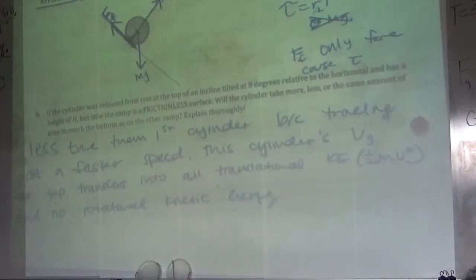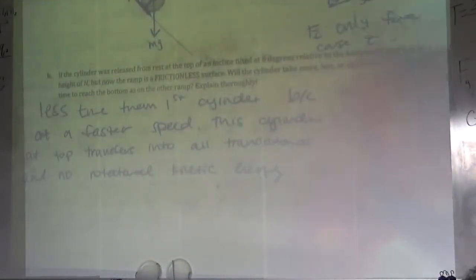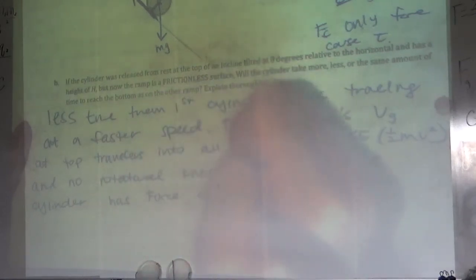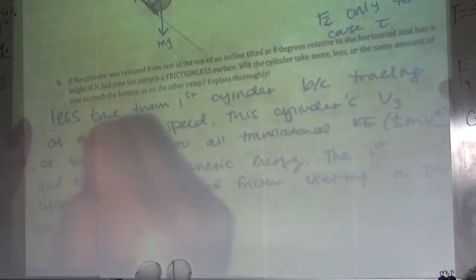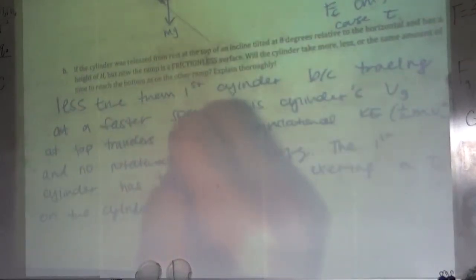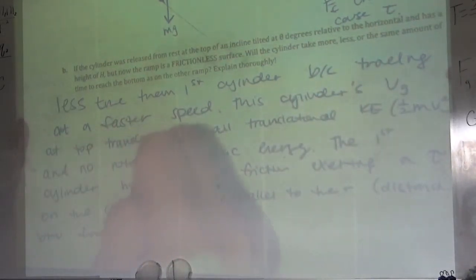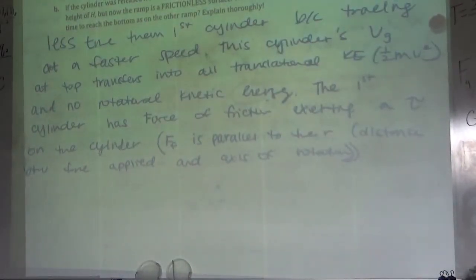And now we need to explain how we know that this one has no rotational kinetic energy, whereas this one does. So I'm going to explain where we get this rotational kinetic energy for the first one. The first cylinder has the force of friction exerting a torque on the cylinder. And your explanation is that the force of friction is perpendicular to the r, which is the distance between the force applied and the axis of rotation. That's just explaining how we know it's causing a torque, whereas the other ones are not.